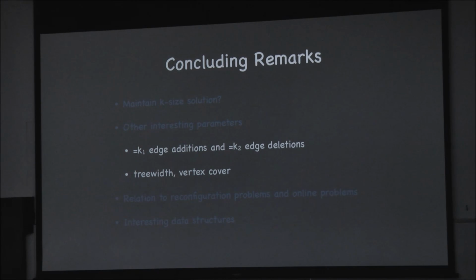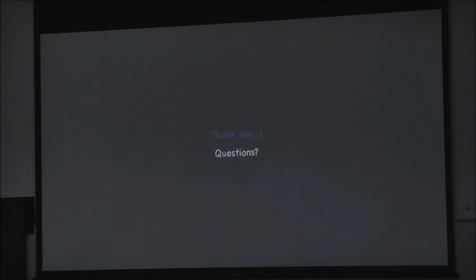So that's one thing. And we saw parameterizing with respect to k, where k is the number of edge additions and deletions. Suppose you split it, k1 edge additions and k2 edge deletions, can you get a refined analysis? That's natural. Other parameters like tree width or vertex cover number as a parameter in the alternate parameterized setting. And can these problems be analyzed in the online framework, streaming framework? That remains to be seen. And in the process, can interesting data structures be developed? That's an obvious open topic. So that concludes my talk, and I'll be happy to answer any questions.